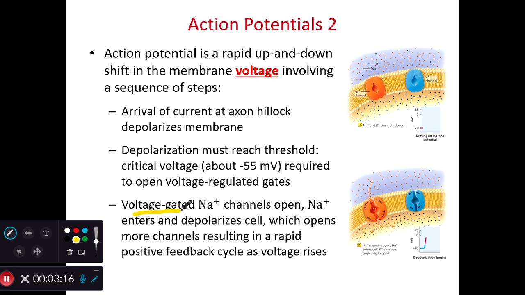So when these voltage-gated channels open, sodium ions enter and depolarize the cell, or make the inside of the cell more positive. And this is a positive feedback cycle. Once the inside of the cell starts to become more and more positive, that causes more and more sodium voltage-gated channels to open, which lets more sodium in, which means more sodium voltage-gated channels open. This happens nearly instantaneously. It's a very, very fast process.